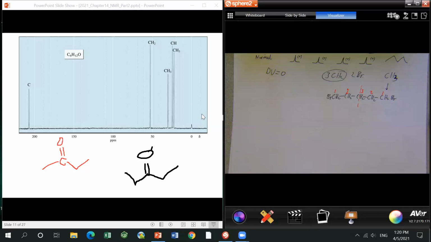1, 2, 3, 4, 5. That's 5 carbons, but we have totally 6 carbons here. Where does another carbon come from? 1, 2, 3, 4, 5, 6. That's 6 carbons, so that's close, but not exactly the right answer.